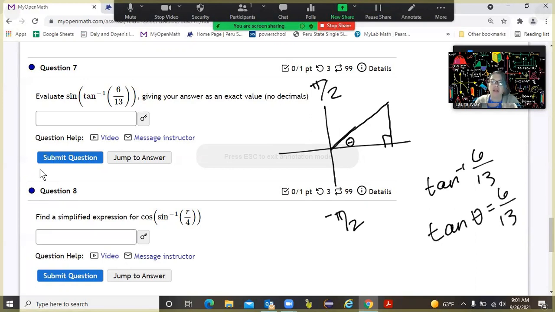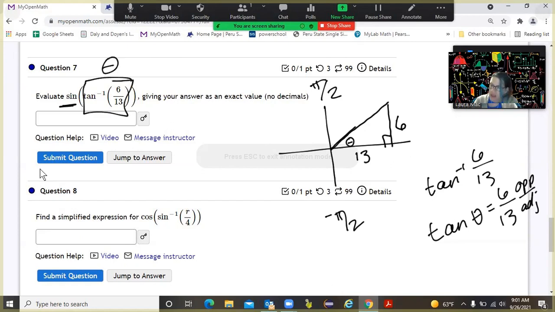Now remember, these trig functions are ratios, right? And for tangent, it's the ratio of opposite to adjacent. So what we can do in our triangle is say, oh, so the opposite must be in the ratio of 6 to 13. That doesn't mean it is 6 and 13, but there's our ratio. So looking at that, it wants to know what is the sine of that angle, right?